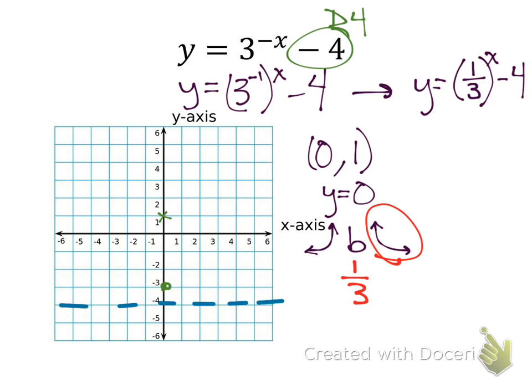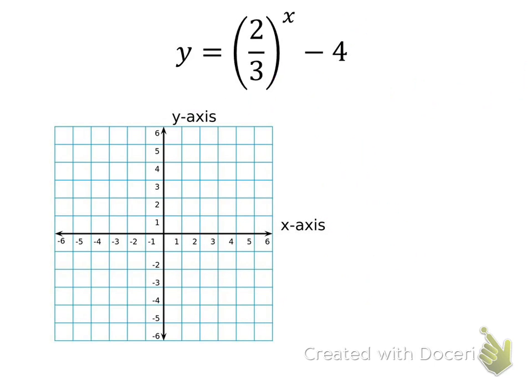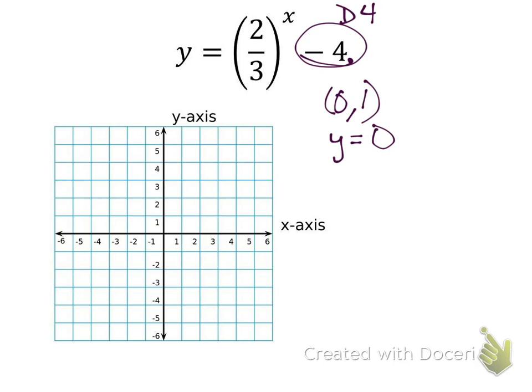So now we've got a different shape. It's going to be decreasing. We're going to be approaching the asymptote with the right arrow instead. In a similar fashion, the old y-intercept, 0, 1. The old asymptote, y equals 0. Again, we've got a minus 4 outside the exponent. So it's going to go down 4.